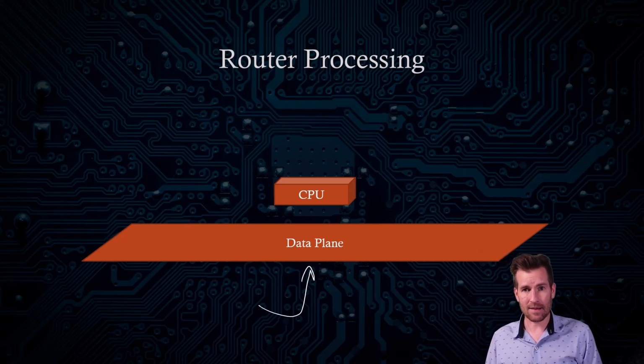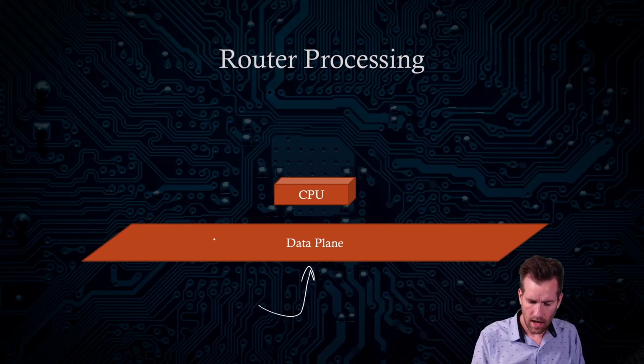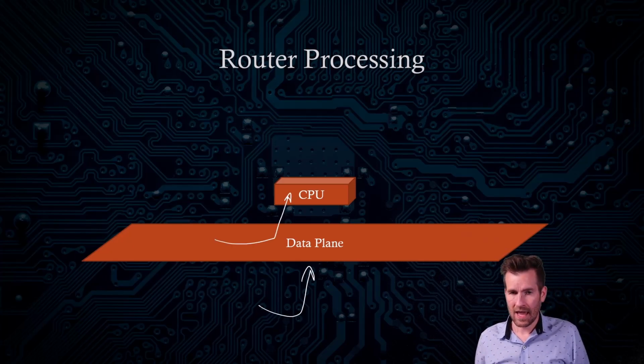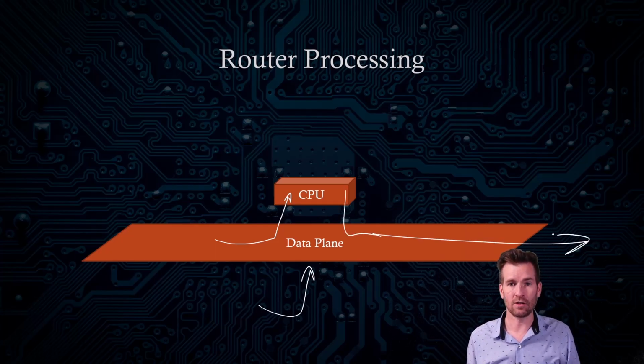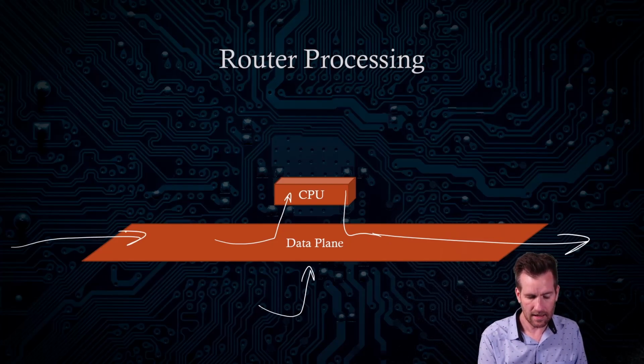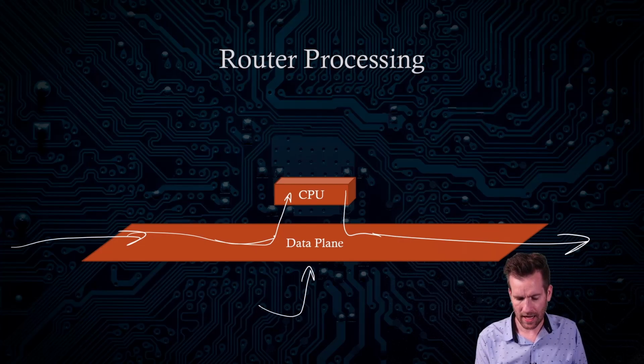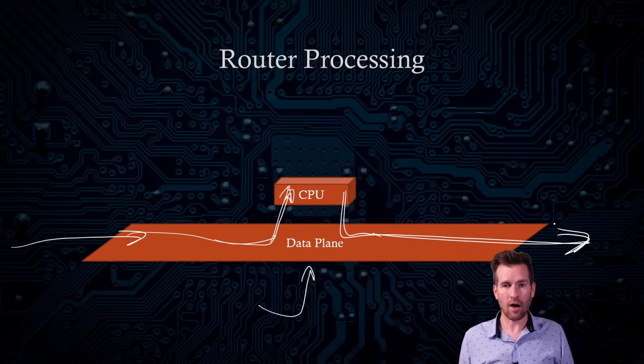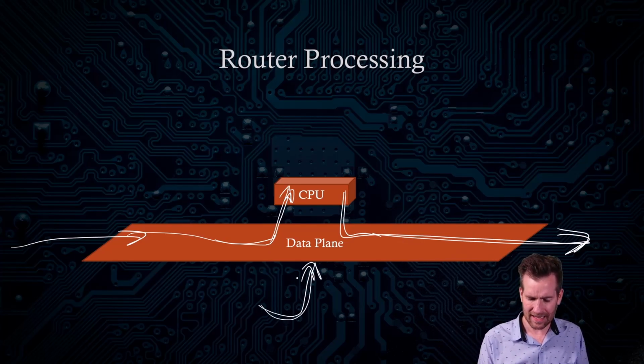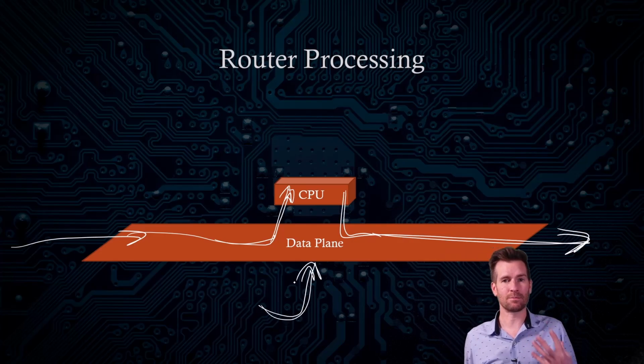And a lot of times what that means is it needs to go up through the CPU and get processed by the CPU to figure out where it's going, and then gets put back on the data plane to be sent out some sort of egress interface. So it comes in on an ingress interface, gets processed by the data plane and sent to the CPU, and then gets sent out. However, what happens is the data plane is capable of doing some processing.